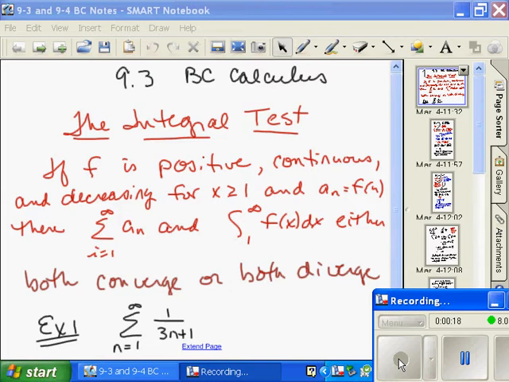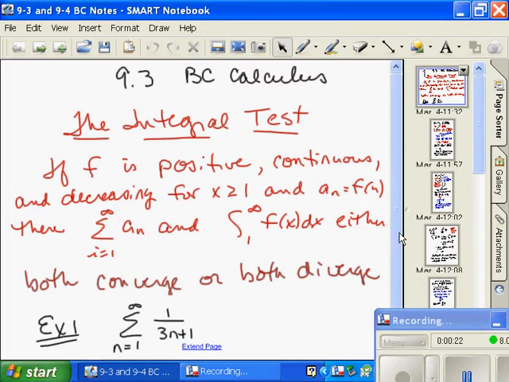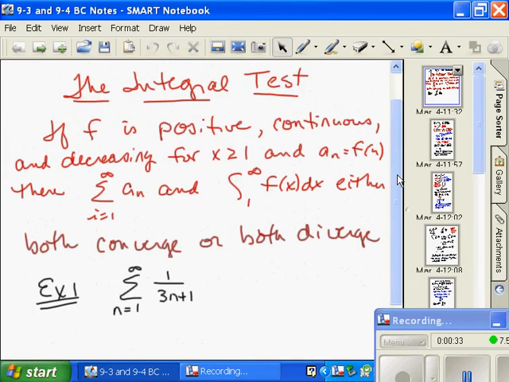So here we go. First of all, at the top of your page is the integral test. It says this: if f is positive, continuous, and decreasing. So those three things have to be true before you can do the integral test.